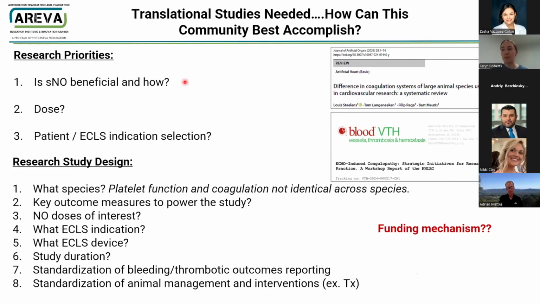What are the key outcome measures we should be looking at to power such a study? What doses of interest should we look at off the bat? What ECLS indication, what injury model, what type of flow rates, what kind of ECLS device? I think all these things can affect the efficacy of the nitric oxide, as can the study duration. And then for translational studies, just like for clinical studies, standardizing how we report on bleeding and thrombotic outcomes, our management and our interventions is going to be key to coming up with results that can be acquired at a multi-institutional level.